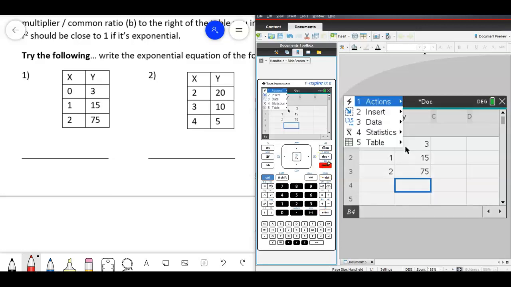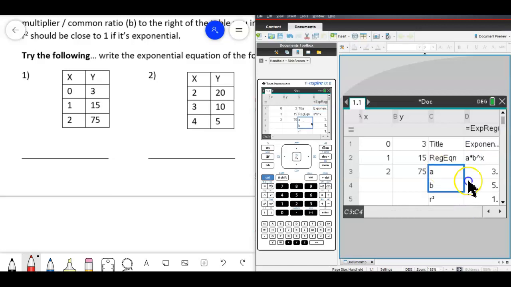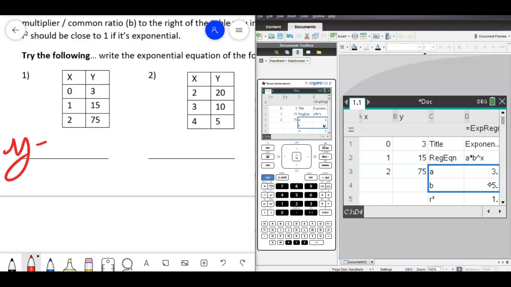Menu 4, 1, A. Letter A. X is X, Y is Y. You should get 3 for your A value, 5 for your B value. And you can write it as an equation. Y equals 3 parentheses 5 to the power of X.